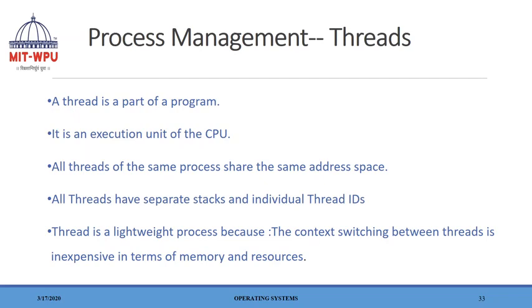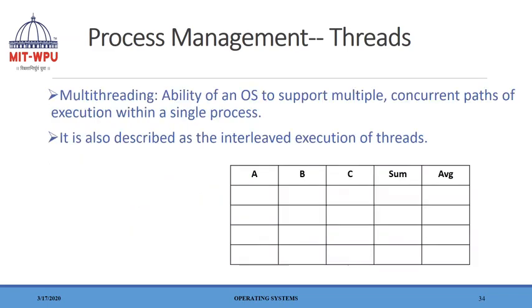Thread is a lightweight process because the context switching between threads is inexpensive in terms of memory and resources. As threads share the memory space of the process, whatever resources are allocated to the process, all those resources are being shared by all its threads. So the context switching between threads is inexpensive.